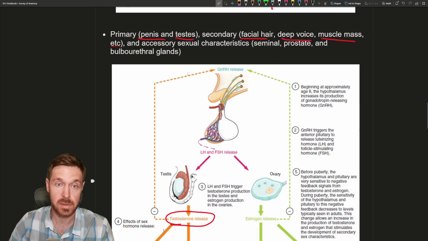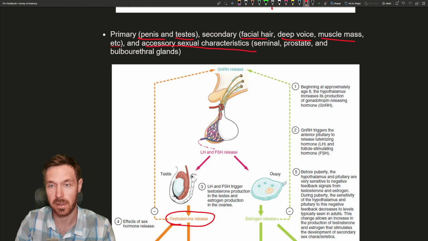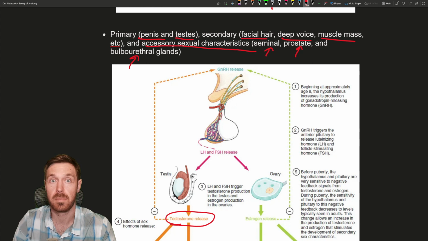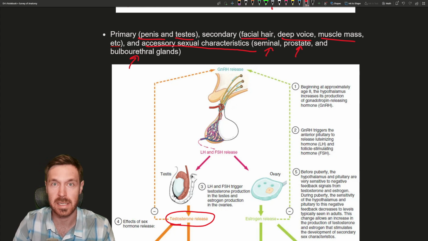And then accessory sexual characteristics are the glands, like the seminal gland, prostate gland, and the bulbourethral glands. Bulbourethral glands are the ones responsible for pre-cum, to say it easily. So those are a lubricating gland and also trying to get rid of any acidity of the vagina during intercourse.